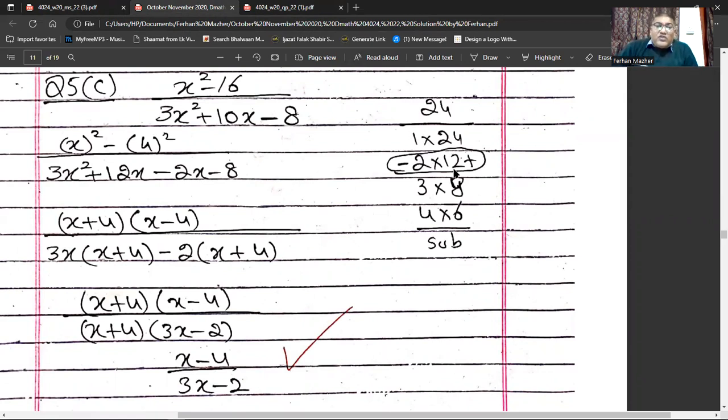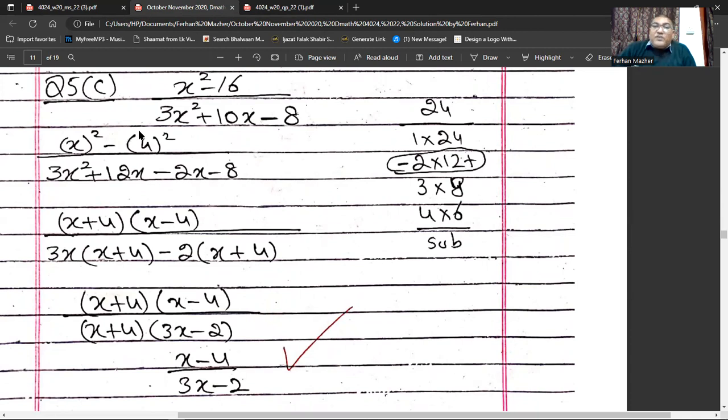So that's 1 into 24, 2 into 12, 3 into 8, 4 into 6. The third term has a negative sign, so I will write here subtract. I will choose the pair which by subtraction will give me plus 10. So I'm going to choose this pair, 2 and 12, because we want plus 10. With the 12, I will put a positive sign. With the 2, I will put the negative sign. So midterm breaking is done. 3x squared plus 12x minus 2x minus 8.